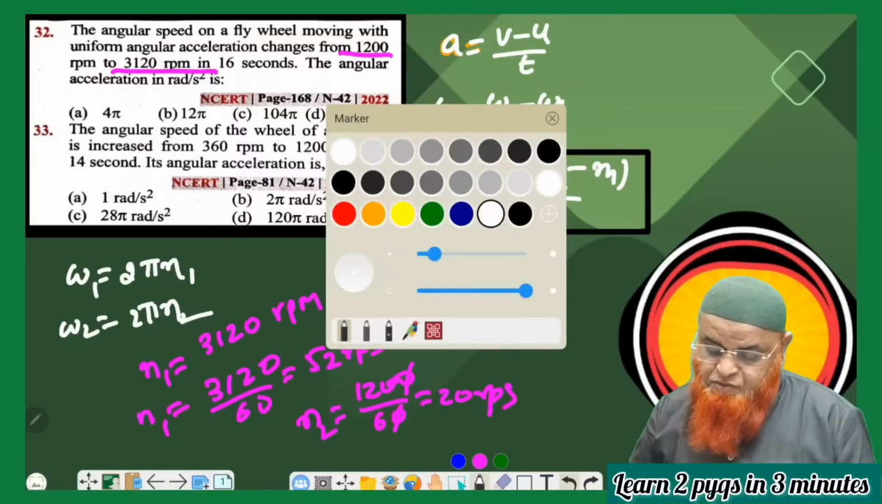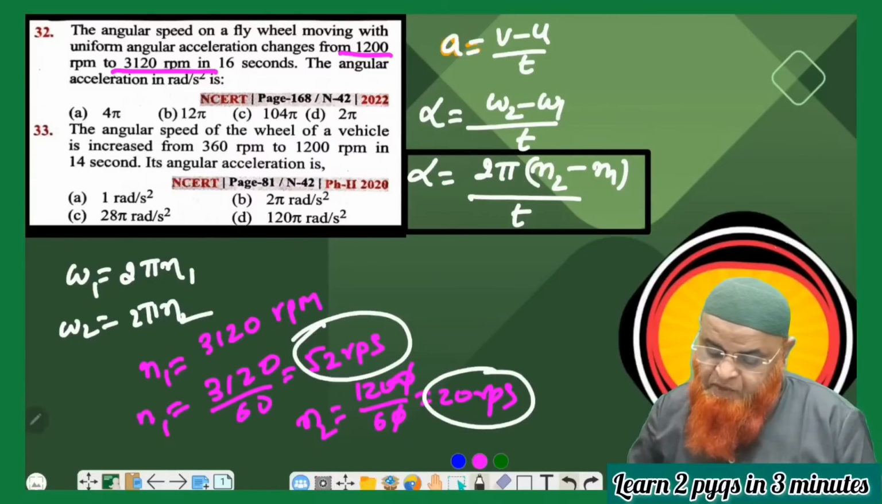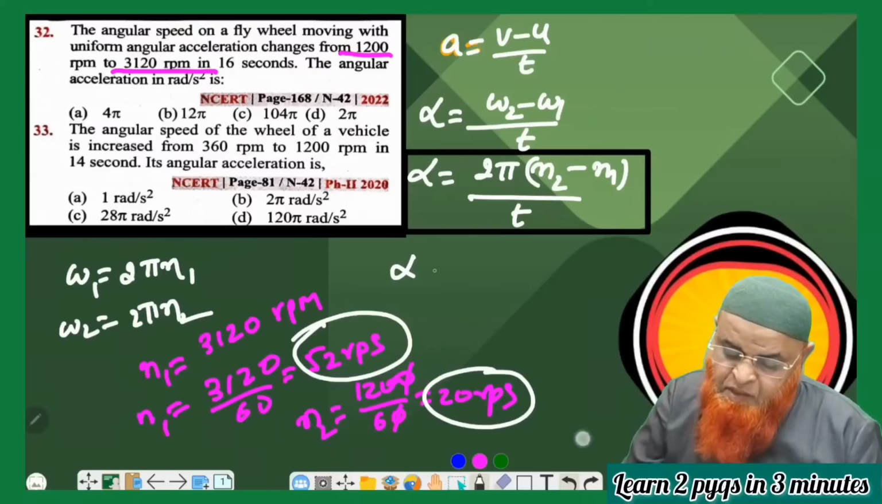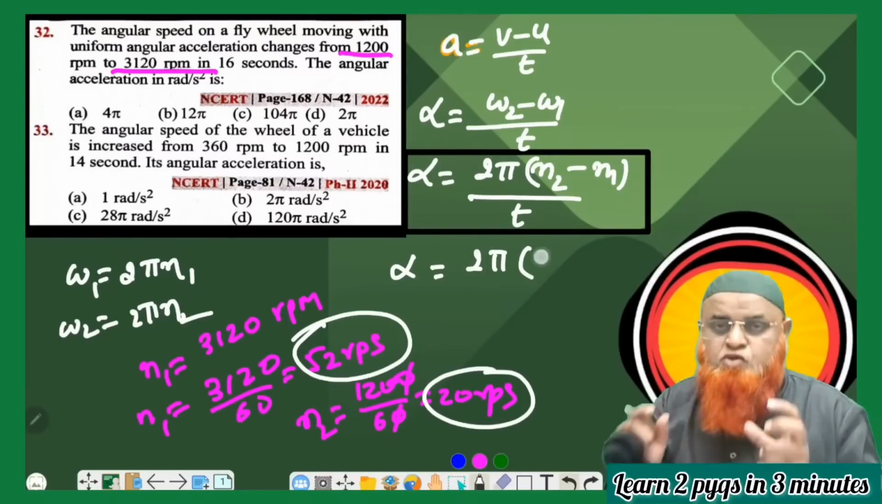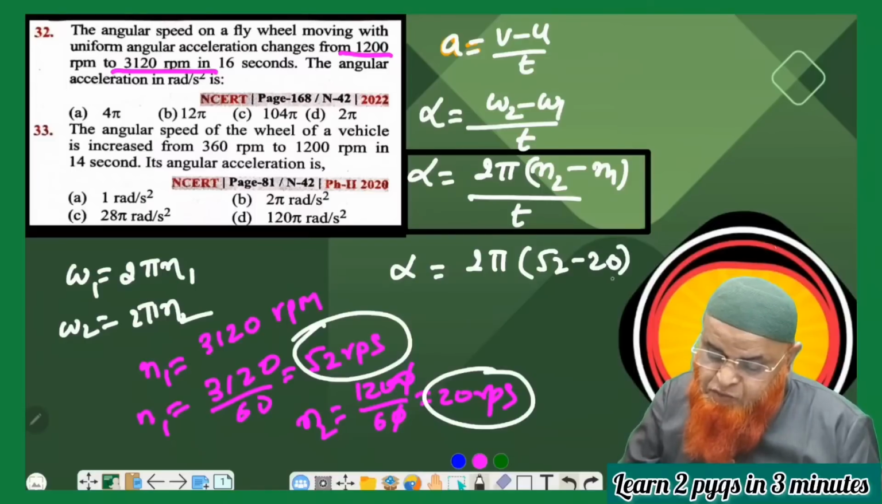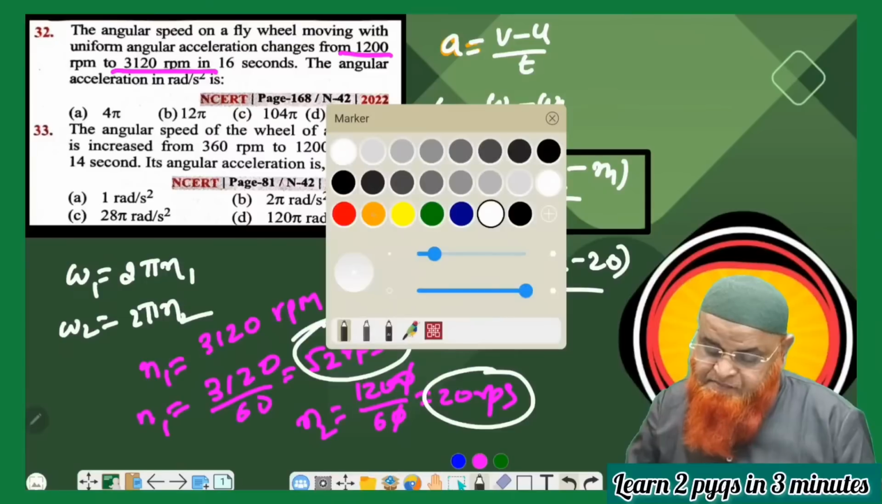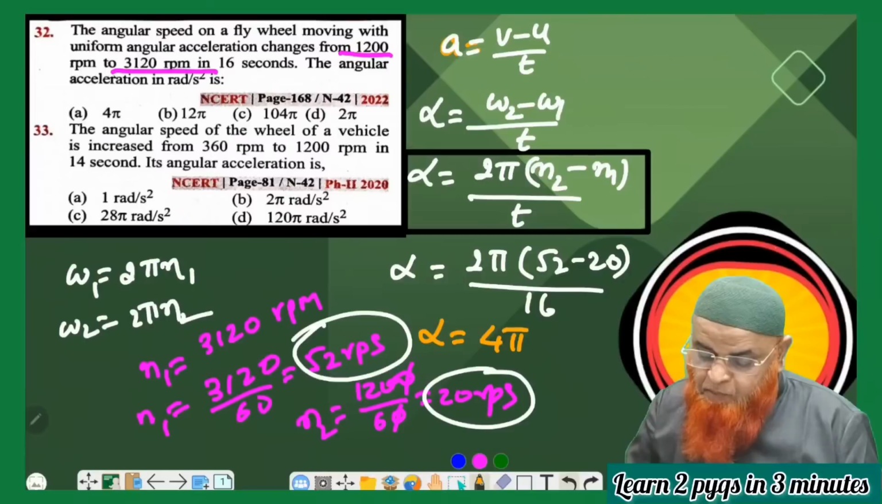So now we got two things here. What is that? 52 rotations per second, 20 rotations per second. Your work is done. Super simple way is, you can just write alpha is equal to 2 pi (n2 minus n1), that is 52 minus 20, divided by, how much he has given? 16 seconds. If you calculate this one, finally, after simplification, you will be getting 4 pi. So this is going to be your final answer.